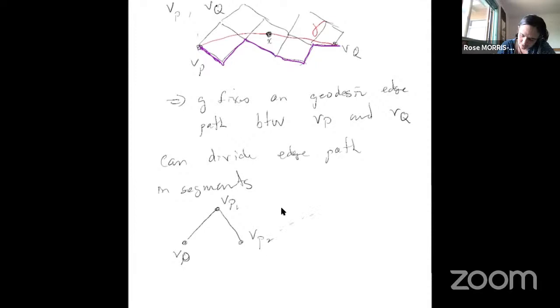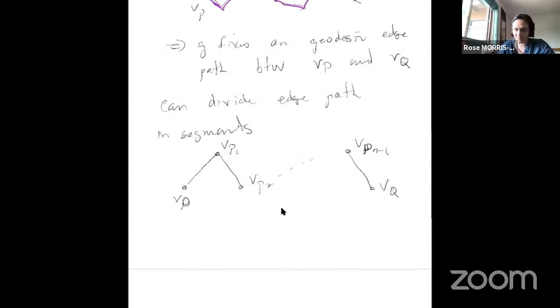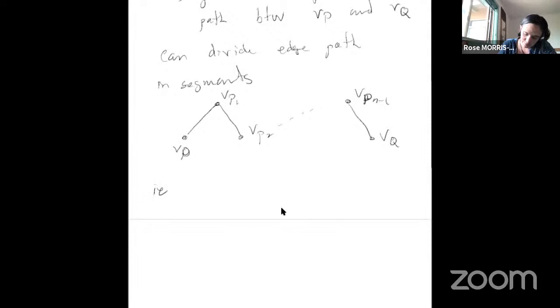Here's VPN-1 down here to VQ. And I'm drawing it in this up and down way. I'm going to actually write down what I mean here, right? So i.e., I want P equals P0, Q equals PN, PI equals the stabilizer of V sub PI. And then I want there to be this alternating pattern. So I want either PI to be a subset of PI plus one or PI plus one to be a subset of PI in this sort of alternating fashion.